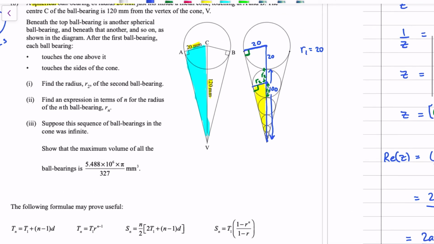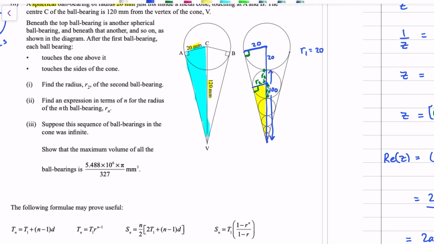So what we have is that 120 over 20, so the total height of the blue triangle, sorry, it's not the height, it's the hypotenuse. The hypotenuse of the blue triangle, 120, divided by the small radius 20, is equal to the hypotenuse of the yellow triangle, which is 100 take away R2. This length here is 100 minus R2, and that is divided by R2 using the similar triangle relationship.